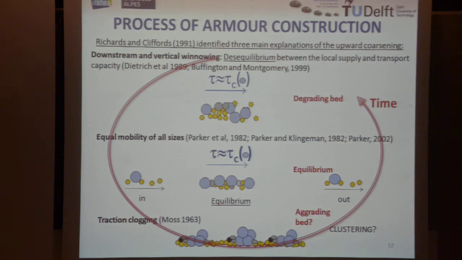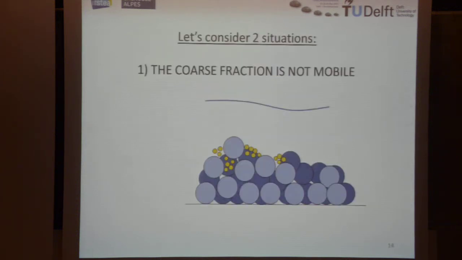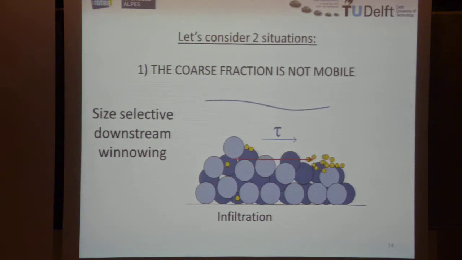So I come to the second part of my talk, which is about the processes. I will try to discuss these aspects with some experimental results. So let's consider two situations for the transport of fine sediments. We have the first situation where the coarse sediment is not mobile, and we can have a situation of infiltration of fine sediments between the coarse ones, as presented this morning. We can have the size-selective downstream winnowing, and also some kind of hiding effect due to the protection of fine sediment by the coarser ones.